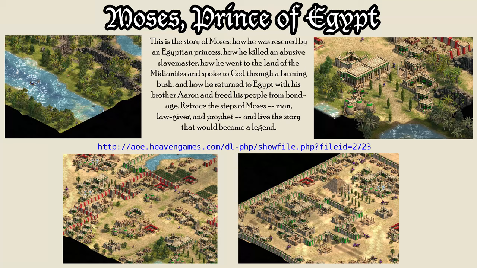This time we'll be playing Moses, Prince of Egypt. This is the story of Moses, how he was rescued by an Egyptian princess, how he killed an abusive slave master, how he went to the land of the Midianites and spoke to God through a burning bush, and how he returned to Egypt with his brother Aaron and freed his people from bondage. Retrace the steps of Moses, man, lawgiver, and prophet, and live the story that would become a legend.